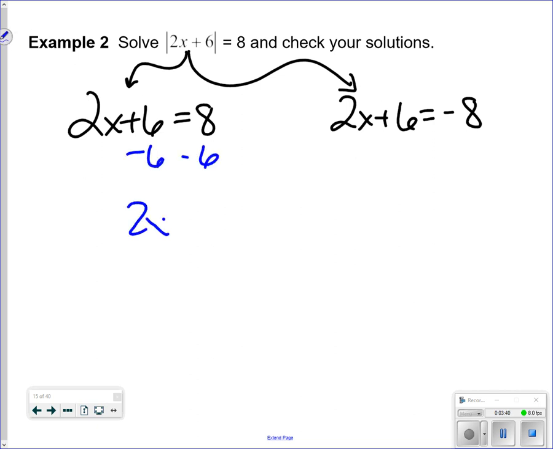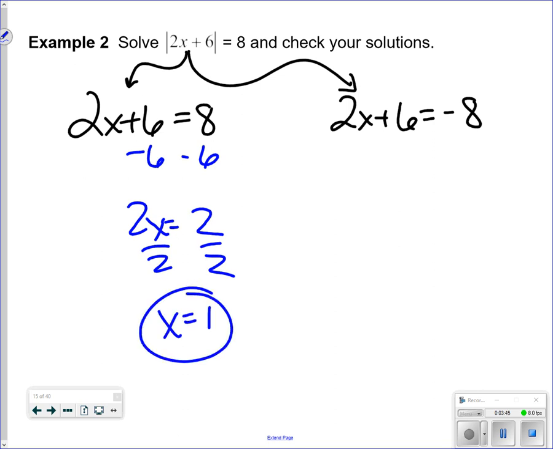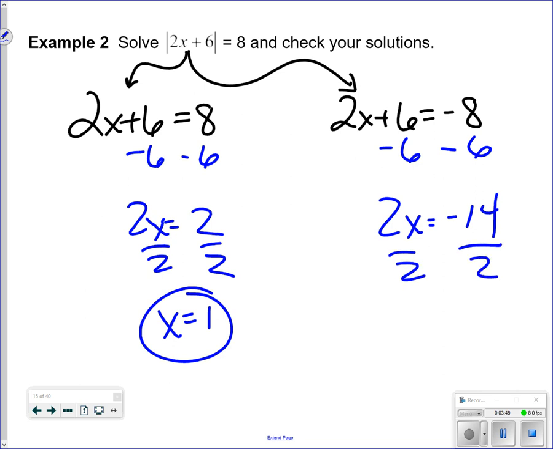Subtract 6 and divide by 2. Subtract 6 and divide by 2.